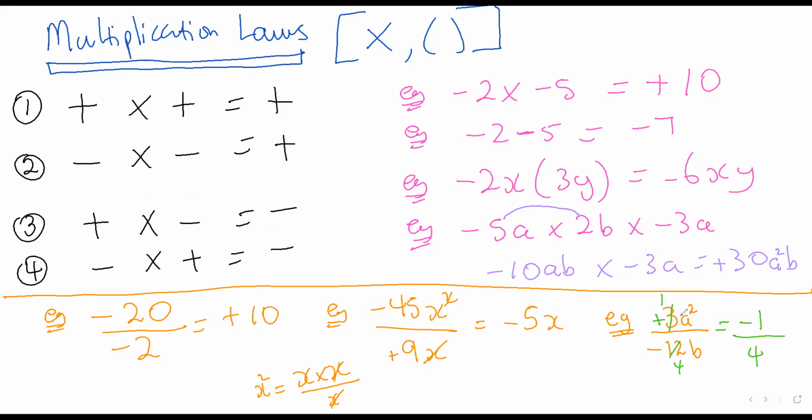A squared, nothing to cancel off with the a squared here. So you leave the answer as a squared here. Nothing to cancel off with the b here. So you leave the b down here, right?